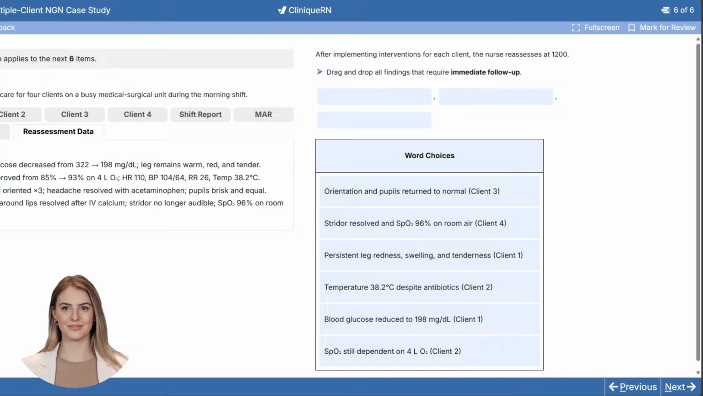The options are persistent leg redness, swelling, and tenderness, Client 1. Temperature 38.2 degrees Celsius despite antibiotics, Client 2. Orientation and pupils return to normal, Client 3. Peripheral capillary oxygen saturation is still dependent on 4 liters oxygen, Client 2. Stridor resolved, and peripheral capillary oxygen saturation 96% on room air, Client 4. 198 milligrams per deciliter, Client 1.